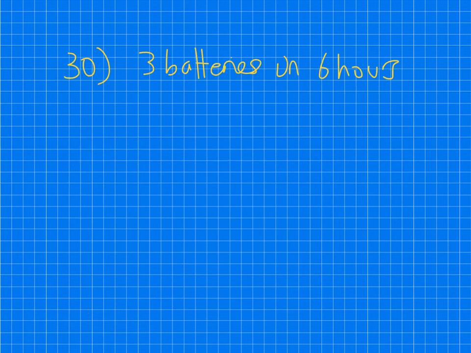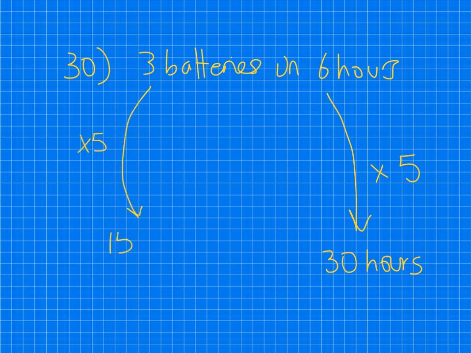Question 30. A torch uses 3 batteries in 6 hours. We want to know how many batteries the torch will use in 30 hours. Well, let's think about this. 6 hours, if we multiply that by 5, will give us 30 hours. Therefore, we've got to multiply the number of batteries by 5. So we need 15 batteries.